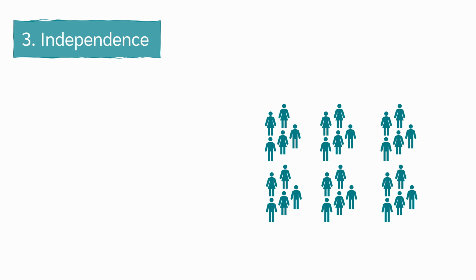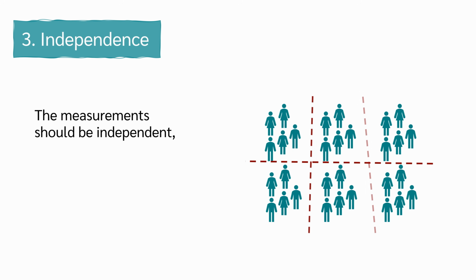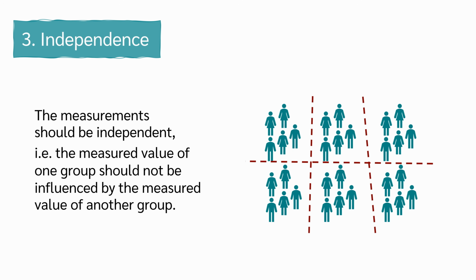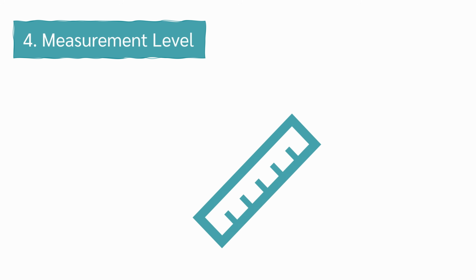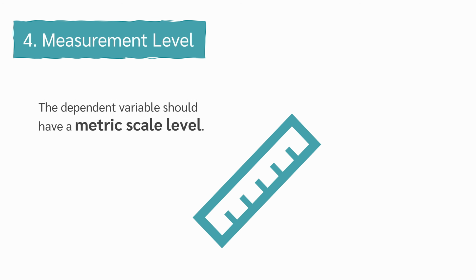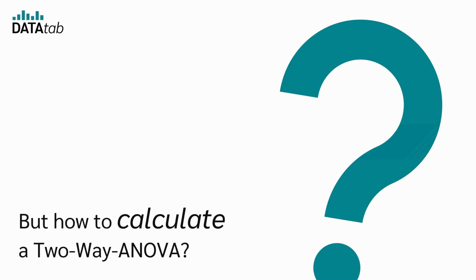Number 3, independence. The measurement should be independent, i.e. the measured value of one group should not be influenced by the measured value of another group. Number 4, measurement level. The dependent variable should have a metric scale level. But how to calculate a two-way ANOVA?